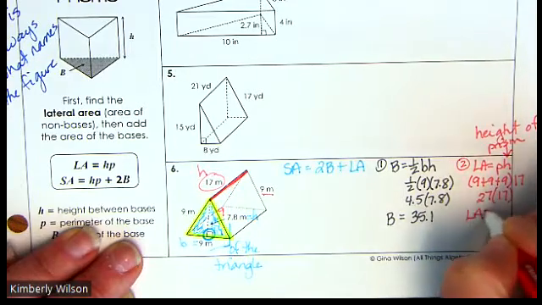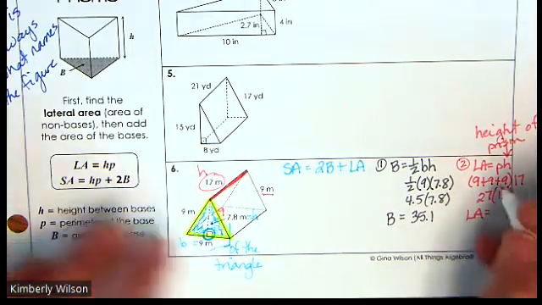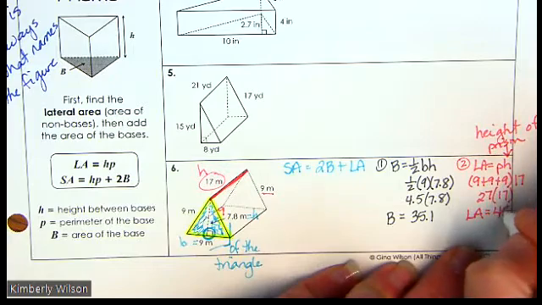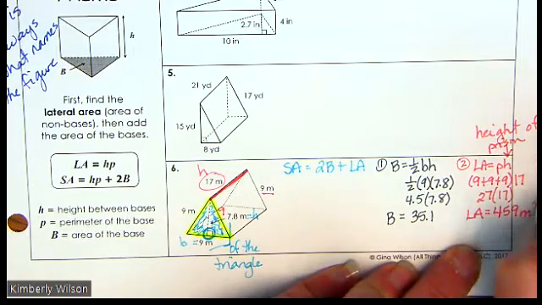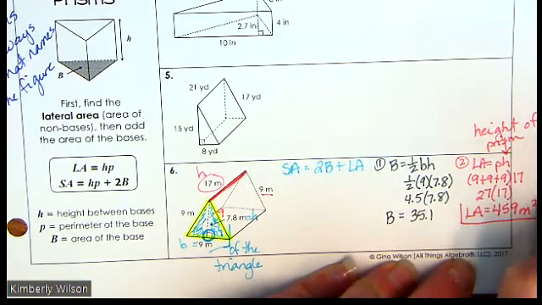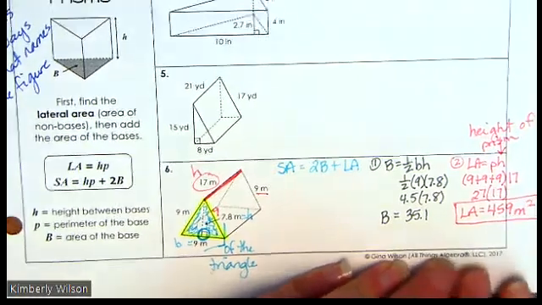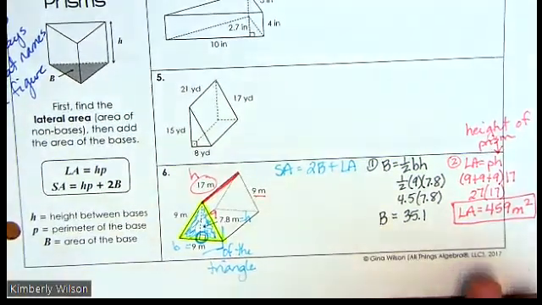So I'm going to get that my lateral area is 459 meters squared. Well, I got one of my 2 answers right there, because remember, I'm supposed to be finding the lateral and the total. Well, now that I have these numbers, I can plug them in.